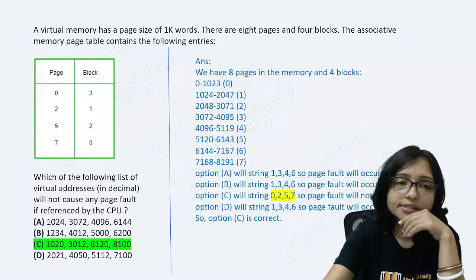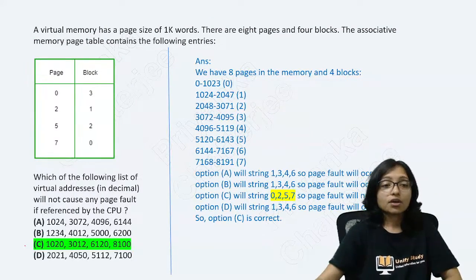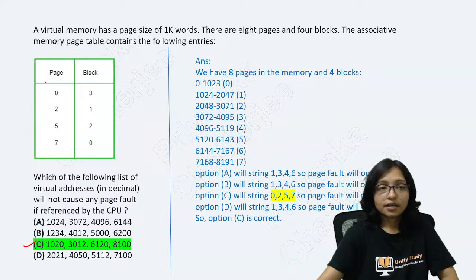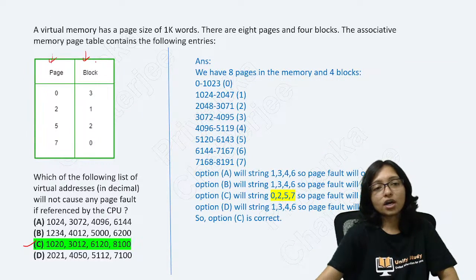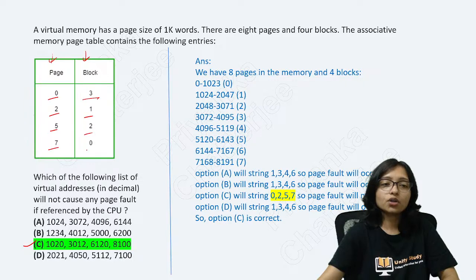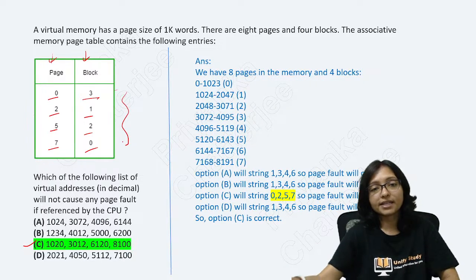So here the answer is option 3. But why is option 3 the answer? Here pages and blocks are given. What are the pages here? 0, 2, 5, 7 are available. In which blocks? 3, 1, 2 and 0. This is your page table.